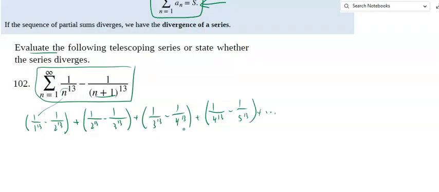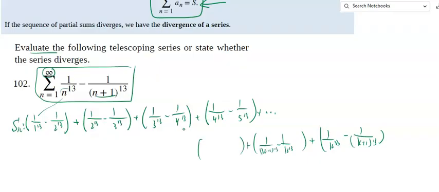Now, the last term in the sequence. So we're going to take S sub k. We're going to stop at k. The last term will be 1 over k plus 1 to the 13 and 1 over k to the 13. The term before will be 1 over k to the 13 and 1 over k minus 1 to the 13, and maybe one more: 1 over k minus 1 to the 13, and that will be 1 over k minus 2 to the 13.